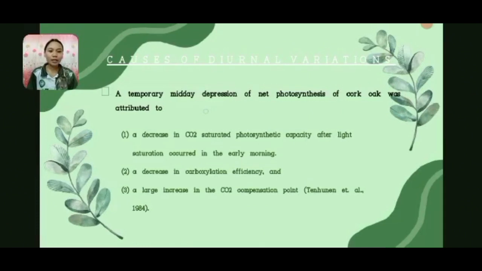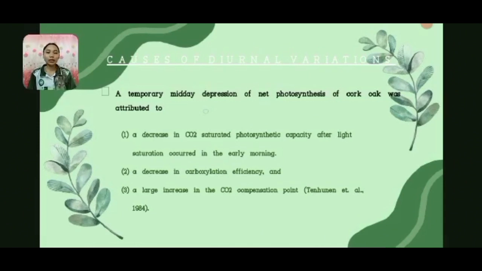And number 2, a decrease in carboxylation efficiency. So, a chemical reaction in which a carboxylic acid is produced by treating a substrate with carbon dioxide. And third, last one, a large increase in the carbon compensation point, Tenonin et al.